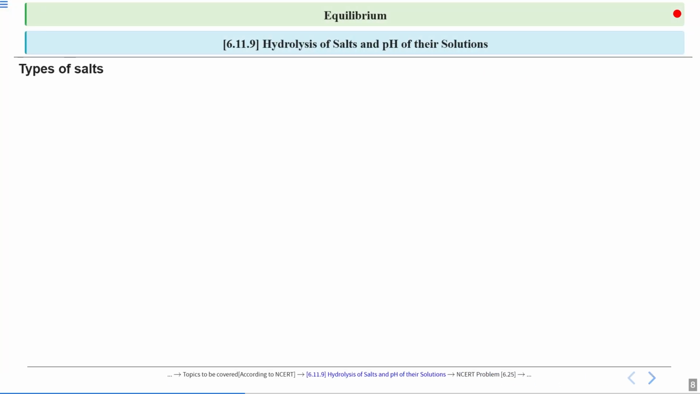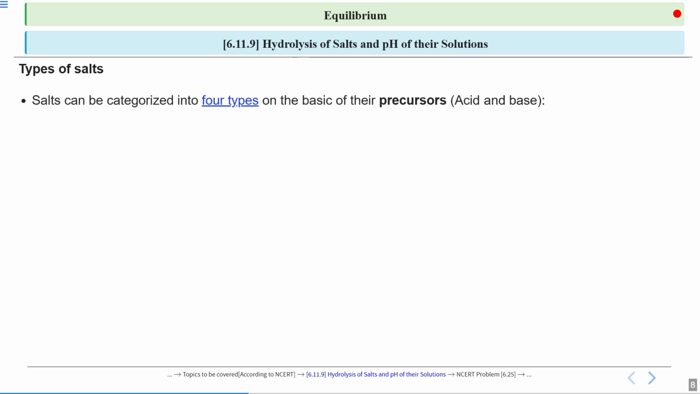So, can we prepare a chart for all of these types? We have only seen a type where we have a salt of a weak acid and a strong base. Now, there are much more possibilities that we can consider. Depending on the precursors, meaning the nature of the acid and base, we can have 4 types.